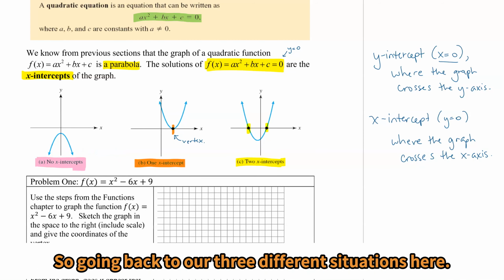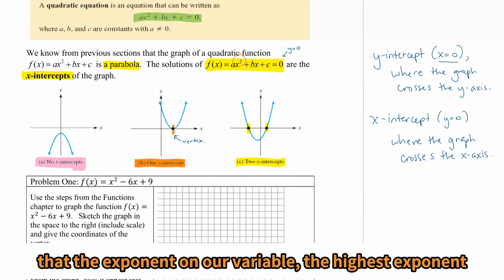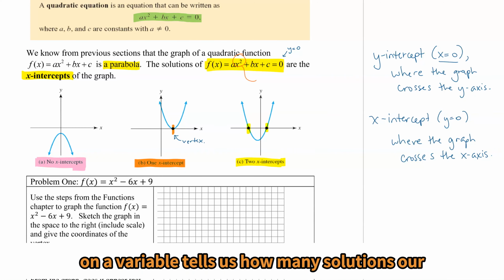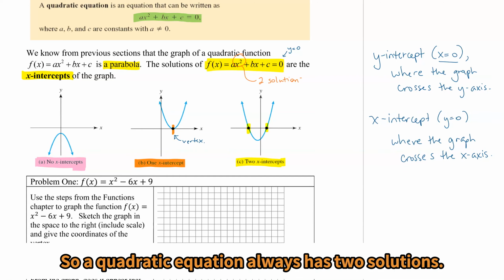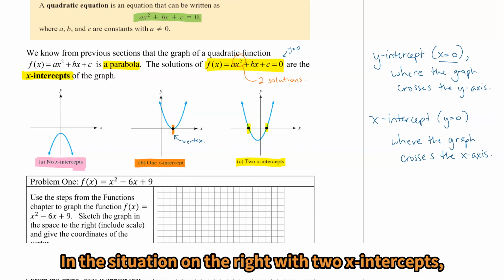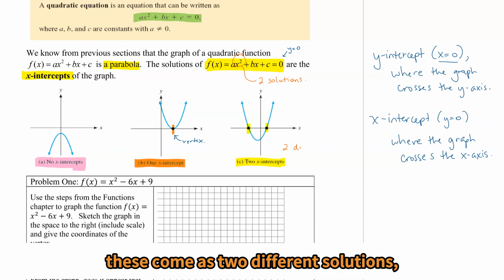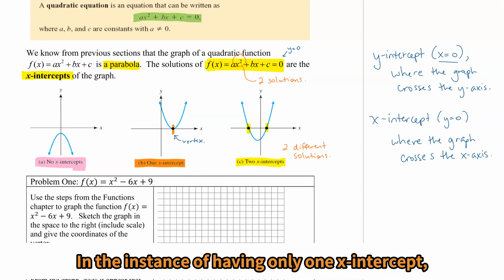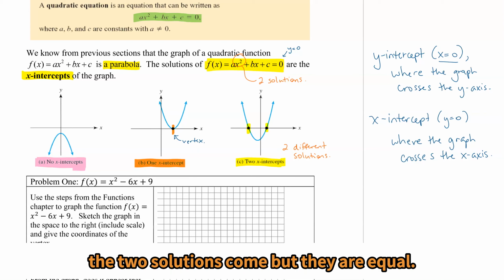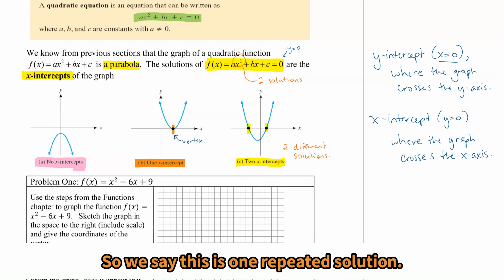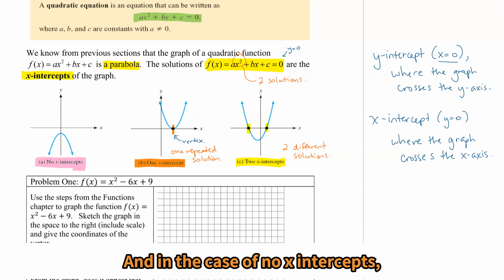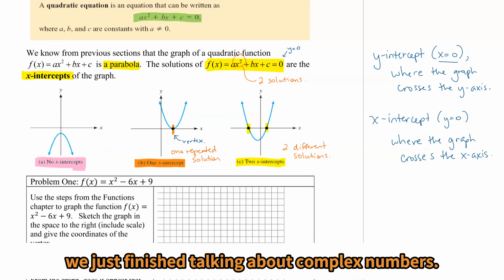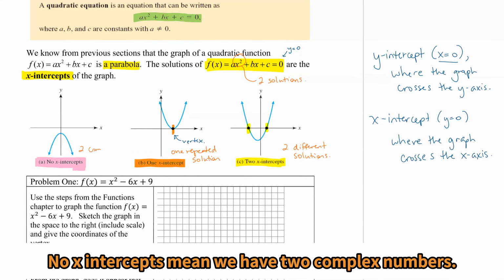So going back to our 3 different situations here, recall from Chapter 14 that the highest exponent on our variable tells us how many solutions our equation would have. So a quadratic equation always has 2 solutions. In the situation on the right with 2 x-intercepts, these come as 2 different solutions, 2 different answers. In the instance of having only one x-intercept, the 2 solutions come, but they are equal, so we say this is one repeated solution. And in the case of no x-intercepts, we just finished talking about complex numbers. No x-intercepts mean we have 2 complex numbers.